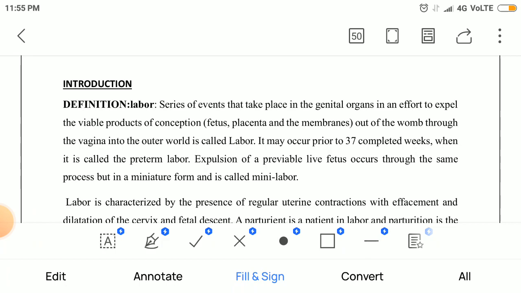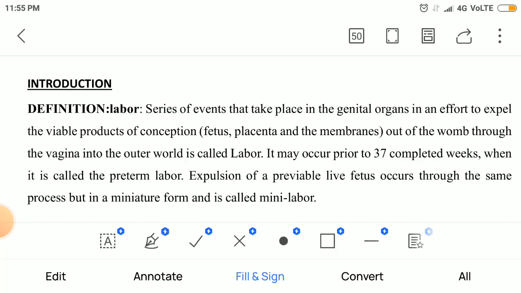We will see in detail regarding the labor and events. So, introduction. First we will see the definition of labor. It is a series of events that takes place in the genital organs in an effort to expel the viable products of conception, that are fetus, placenta and the membranes, out of the womb through the vagina to the outer world, is called labor.